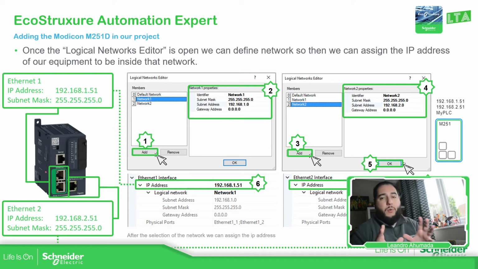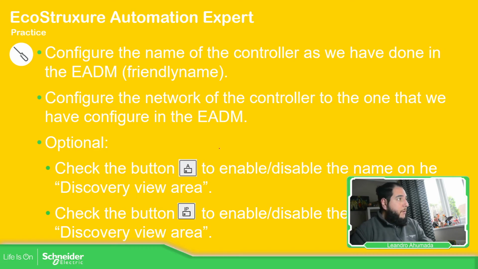What we want for the M251 dPAC, as we already saw in the configuration of the Ethernet port, is to try to match this configuration over here, where I have 1.51 for Ethernet port 1 and Ethernet port 2 is 2.51. So this is the configuration that we need. The subnet address is this, and the subnet address on this one is number 2. Then you should be able to see the IP address over here. So let's try to make this happen.